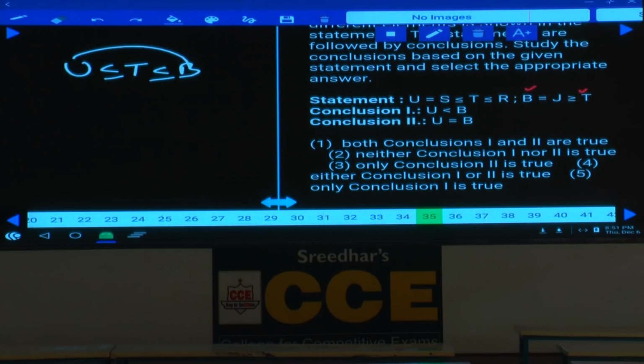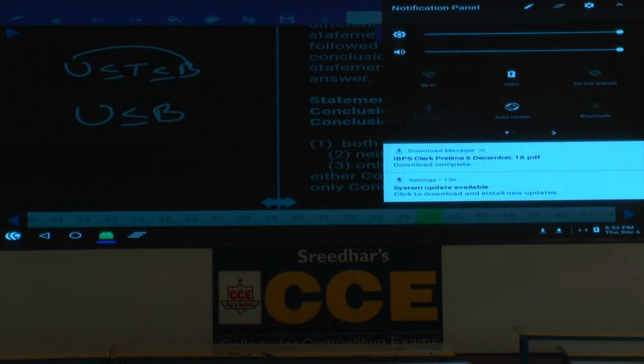Now between U and B, what are the conclusions here? U lesser than or equals to B, definitely true. Either lesser or equal. Either it can be lesser than or equals to this one. Hence either 1 or 2, that is given in choice 4. Question number 35, choice 4. Then question number 36.